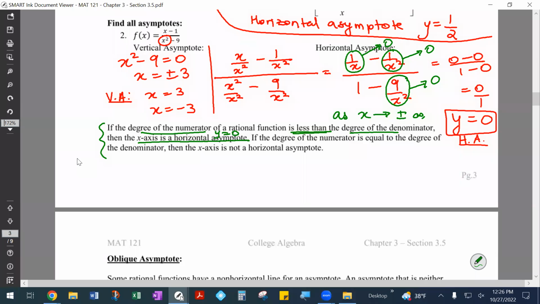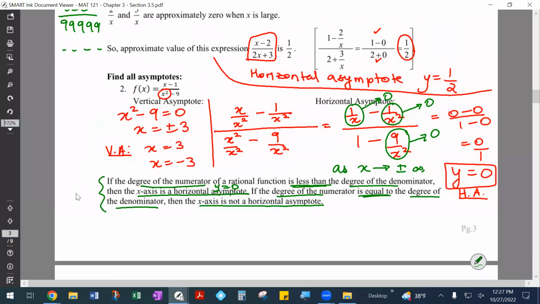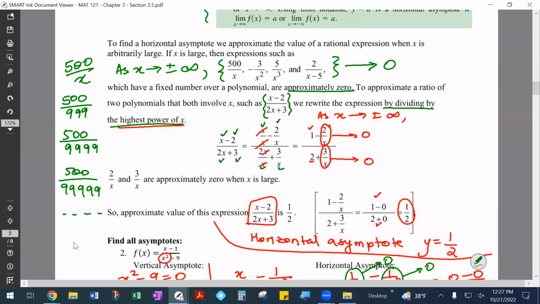Now, if the degree of the numerator is equal to the degree of the denominator, the x-axis is not going to be a horizontal asymptote, but it's actually going to be the ratio of the coefficients of your x terms. So when the degree of your numerator is the same as the degree of your denominator, it's going to be the coefficients of your x value. So that was the 1 and the 2, so 1 divided by 2. And that's exactly what we ended up getting.